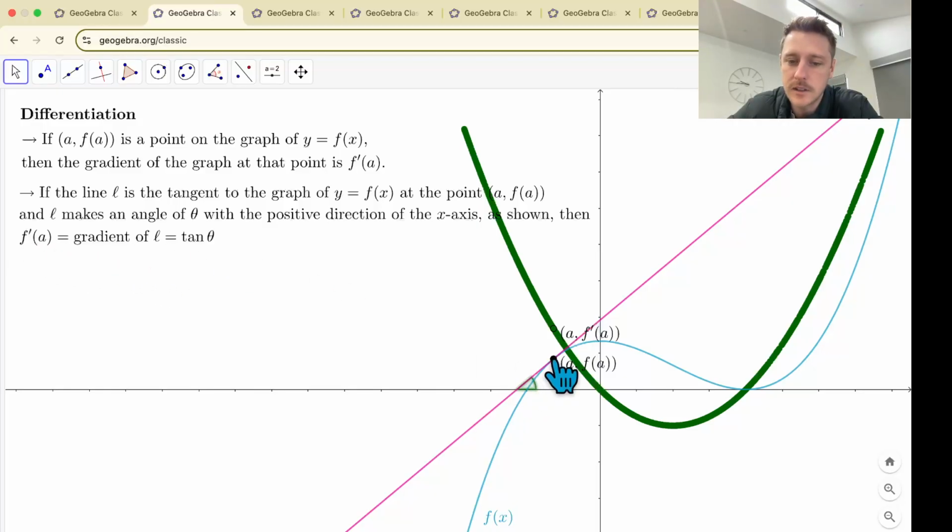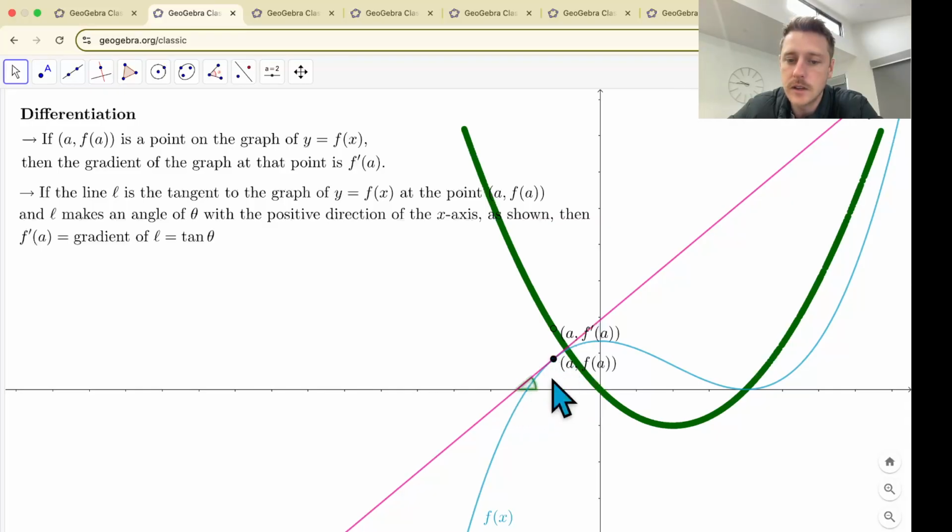And you can think about it like this. If you were to make a triangle here, tan is the ratio of the opposite side to the adjacent side. Well, that would be rise over run. So you can see why tan of this angle would be equal to the gradient of the function at the point A.